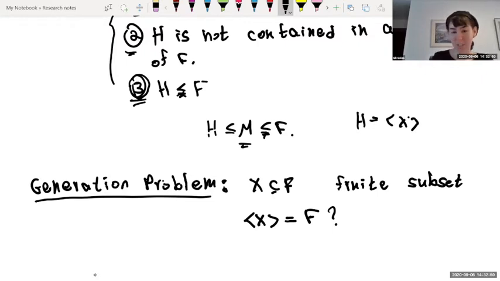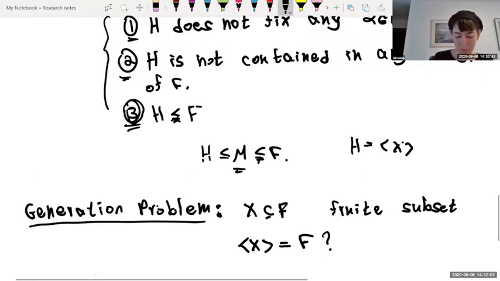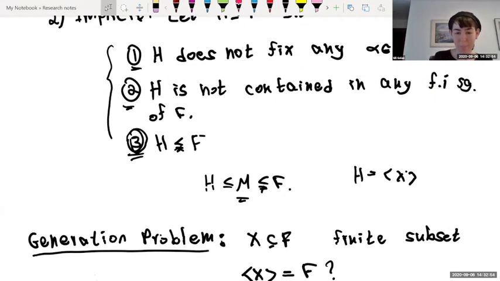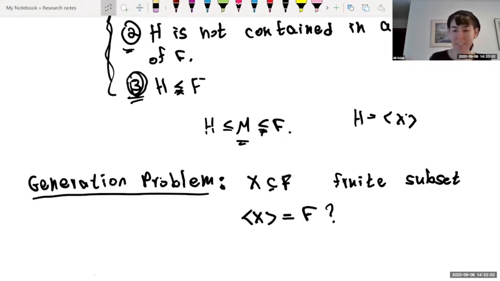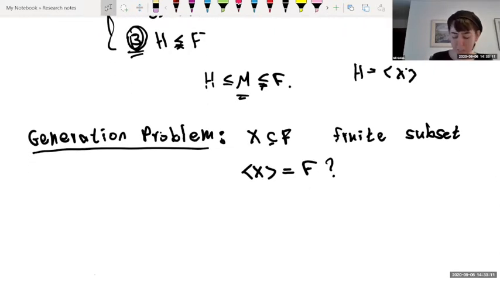Now, this is not actually necessary to finish this implicit solution. If you're just interested in finding one example of a subgroup H of F which satisfies these three conditions, then you can do something much more simple. But we will see that the solution of the generation problem and the techniques involved actually give us some information about all maximal subgroups of F, and some very interesting information about maximal subgroups, okay?